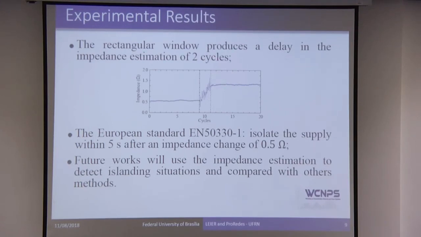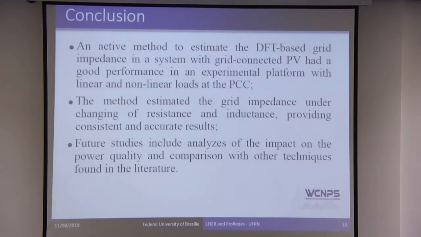And what's the use of this? There is, for example, a European standard that says that if an impedance change of 0.5 ohms occurs, we should isolate the supply, the system, within 5 seconds. So in future work, we will use this impedance estimation to make these decisions, especially for islanding situations.